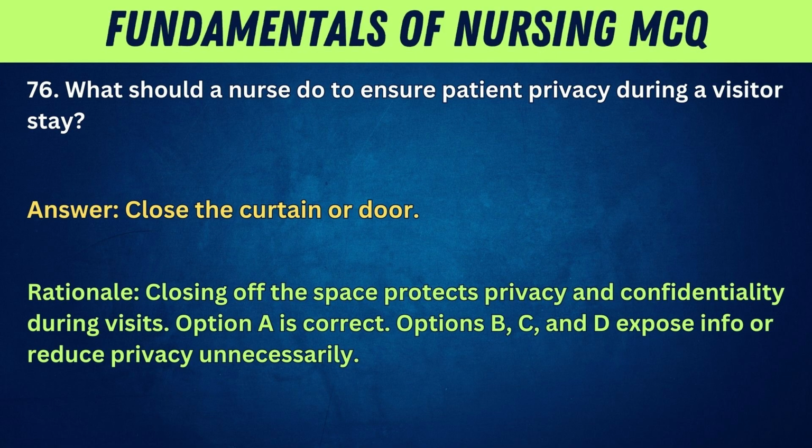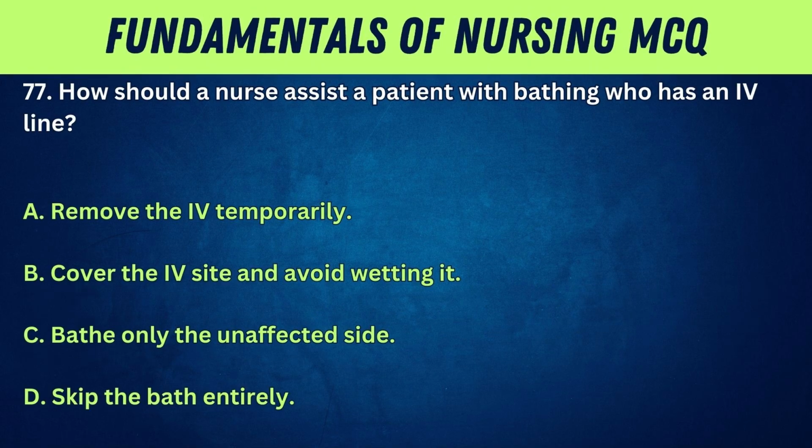Answer: close the curtain or door. Rationale: closing off the space protects privacy and confidentiality during visits. Option A is correct. Options B, C, and D expose info or reduce privacy unnecessarily. 77.